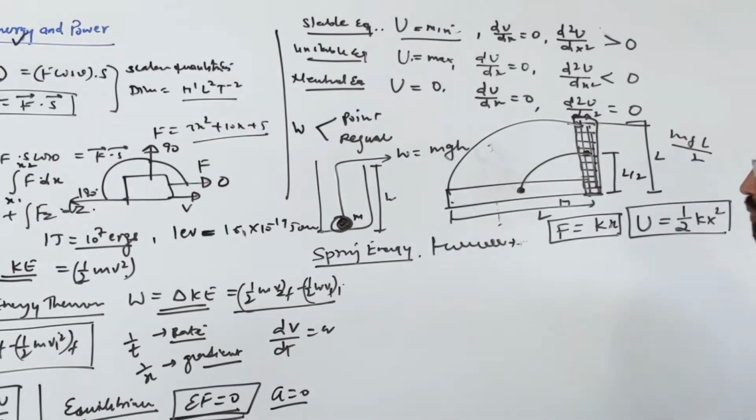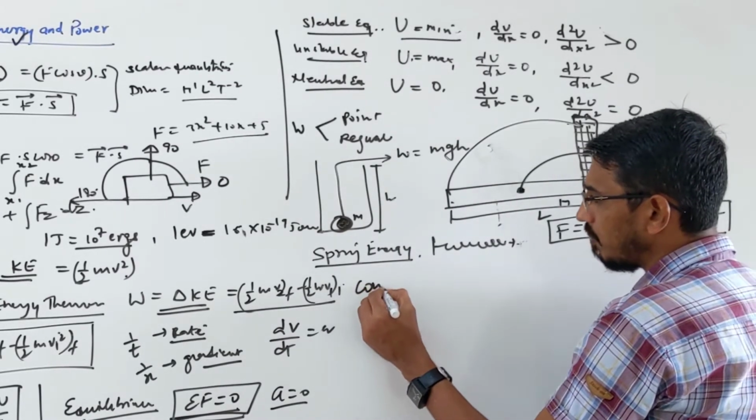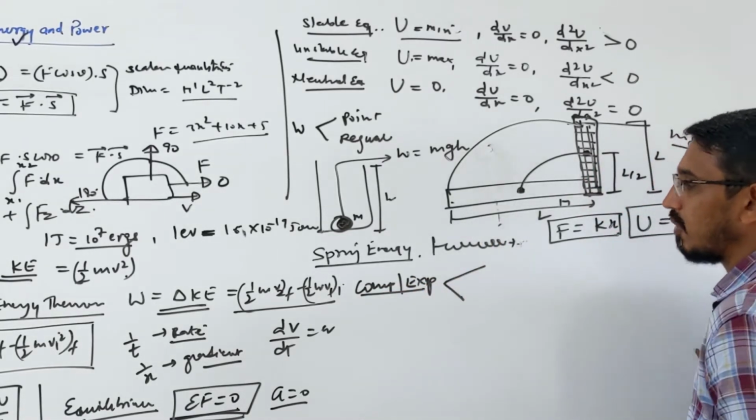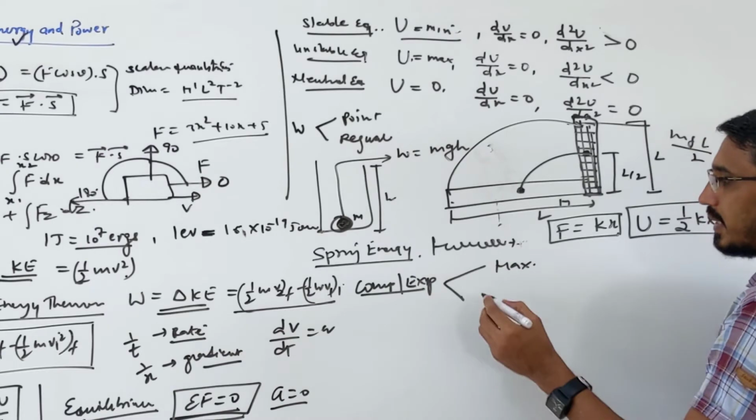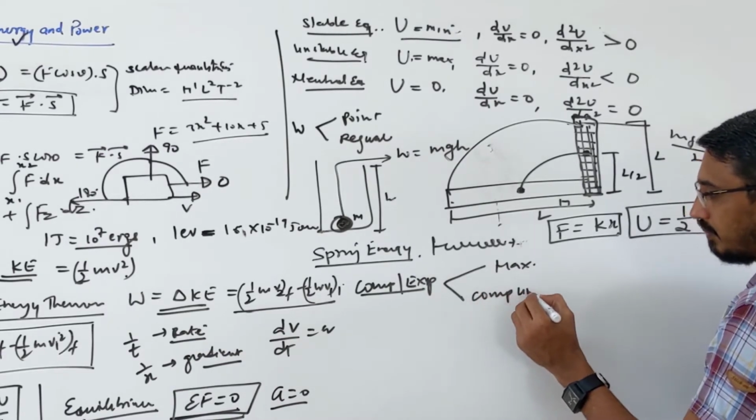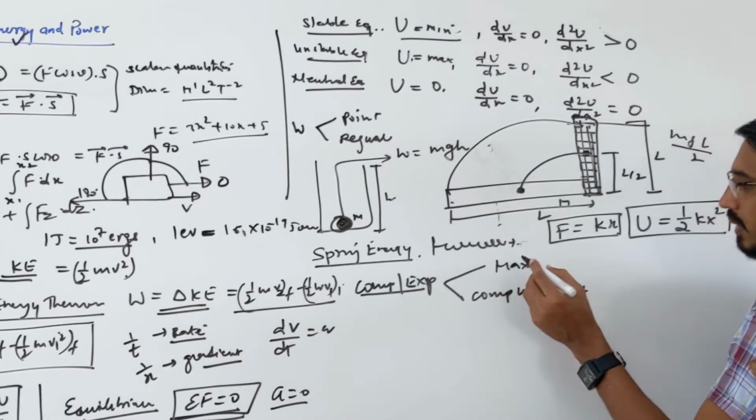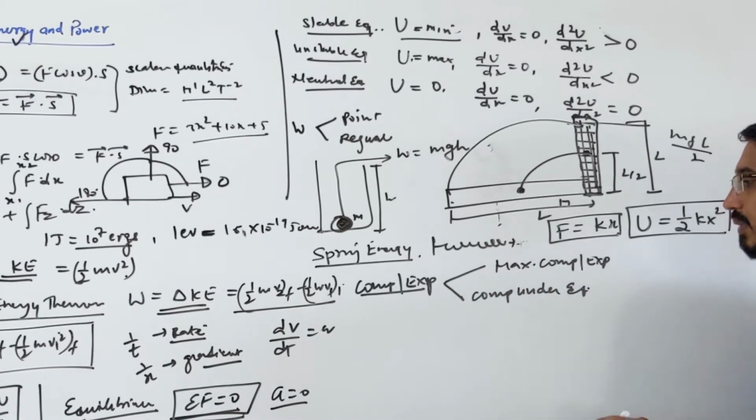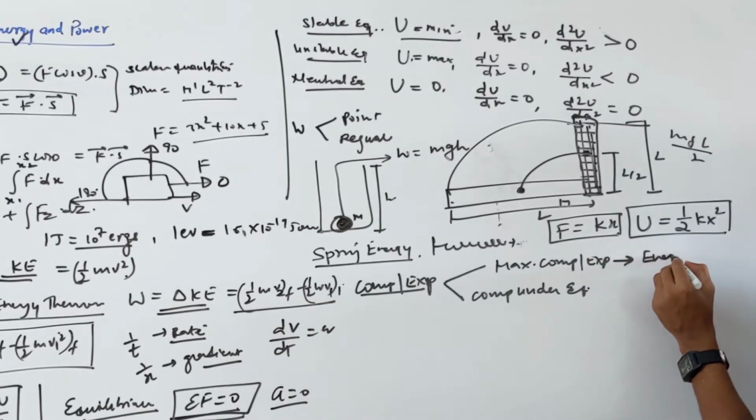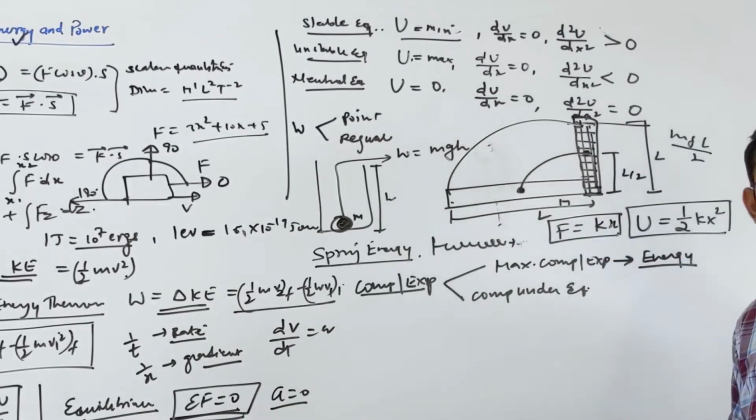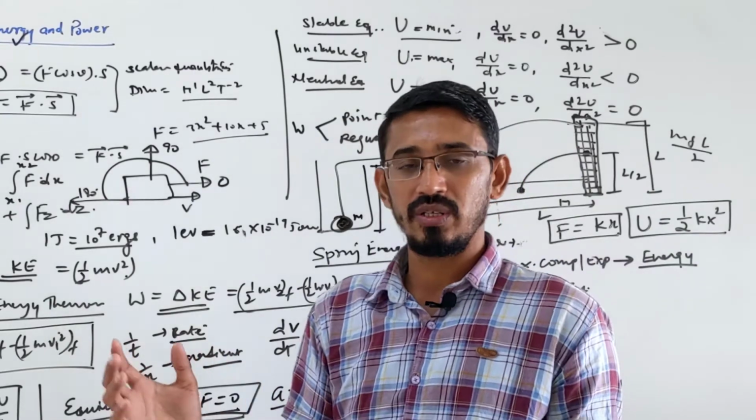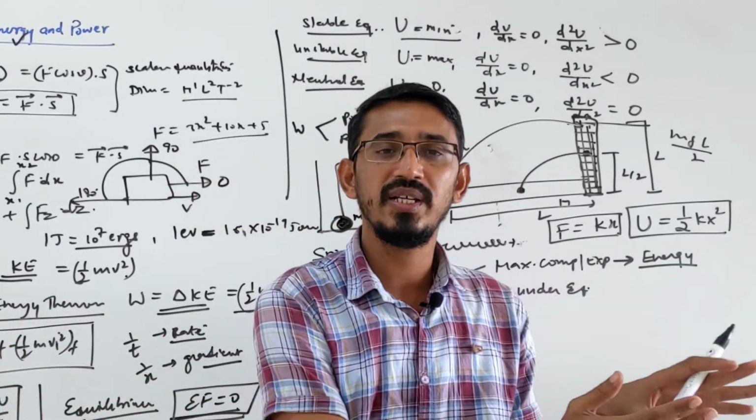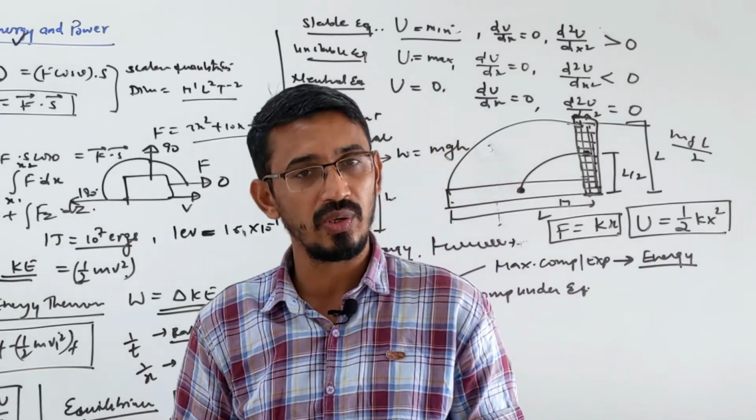Here are two important words they will say. They ask about compression or expansion, and two words they always use: either they say calculate the maximum compression, or they say compression under equilibrium. When it is maximum, always use the energy concept, meaning you write the conservation of energy principle. Say a ball is coming, hitting a spring and compressing it: the ball has kinetic energy half mv squared, which is converted to spring energy half kx squared. So you always write energy equations.